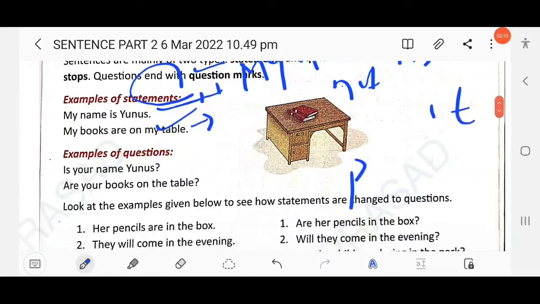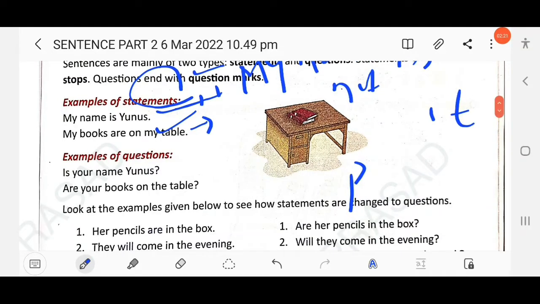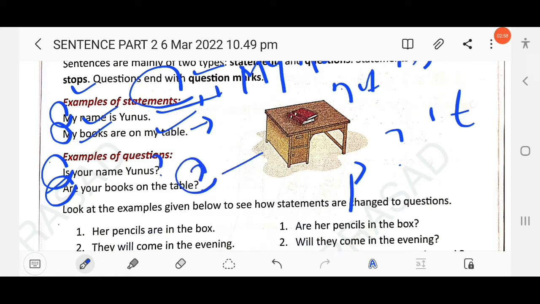Then here are examples of questions. Questions are called interrogative sentences. An interrogative sentence ends with a question mark. You must remember that each sentence starts with a capital letter, whether it is a statement or a question. As you find here, the first letter of each sentence is capital. Is your name Yunus? Are your books on the table? You have to use a question mark.